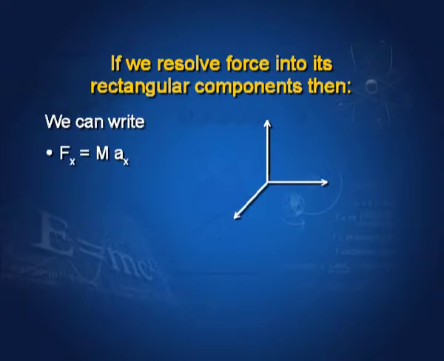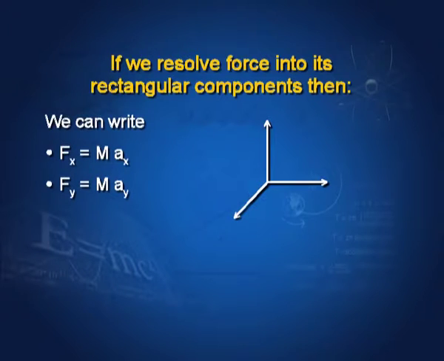So, if we resolve force into its rectangular components, then we can write F x, that means force along x axis, will be equal to mass into acceleration along x axis. Mathematically, we can write F x equals m a x. Similarly, we can write F y equals m a y, F z equals m a z.